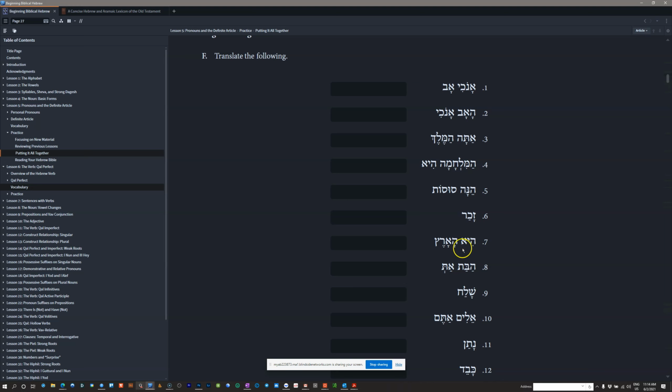Number 7, we have haaretz. Here you would say it is the land. Again, haaretz is feminine, even though it doesn't look feminine. But we wouldn't say she is the land because we don't describe land with she in English. We would just say it is the land.